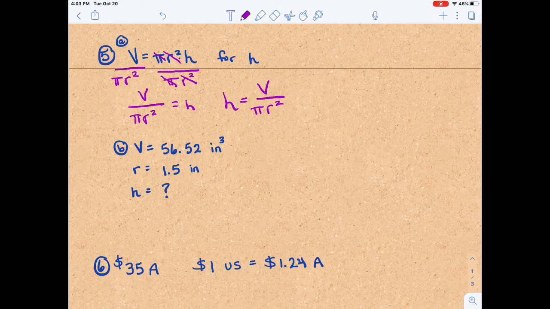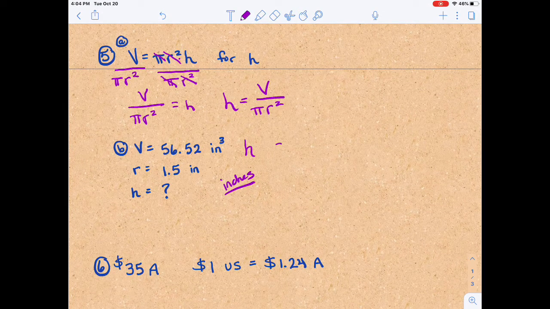All right, let's play with the B part of this problem that actually lets us throw in some units. What is the height of a container if the volume is 56.52 cubic inches and the radius is 1.5 inches? And then we're going to round to the nearest tenth. So, height. What do we want the height to be in? We want the height to be in inches in the end, right? We do this in physics all the time to see if we're going to get the right answer, to see if our setup is going to work.